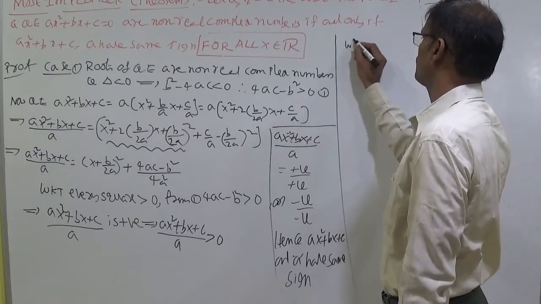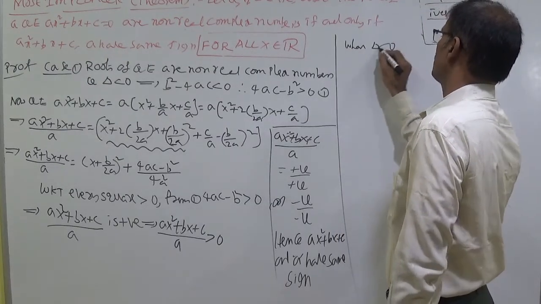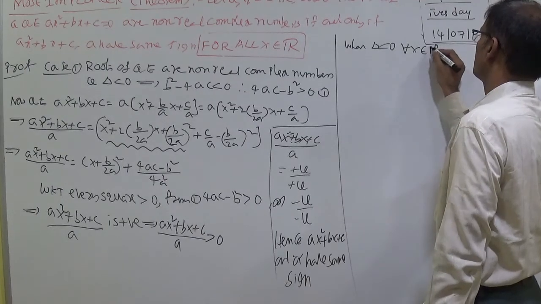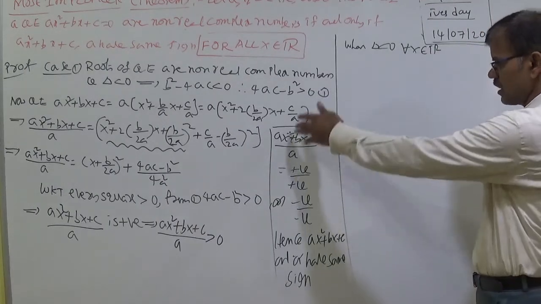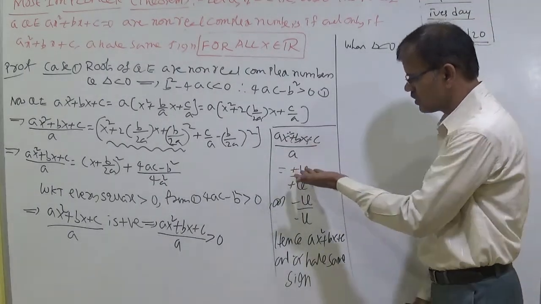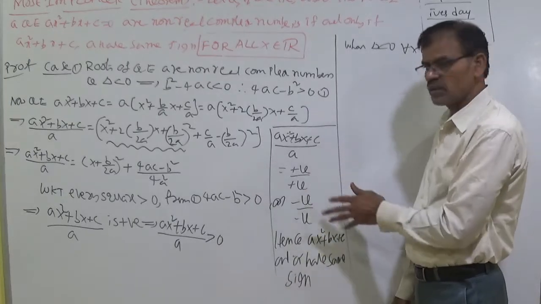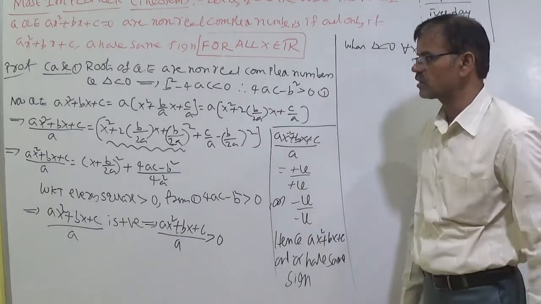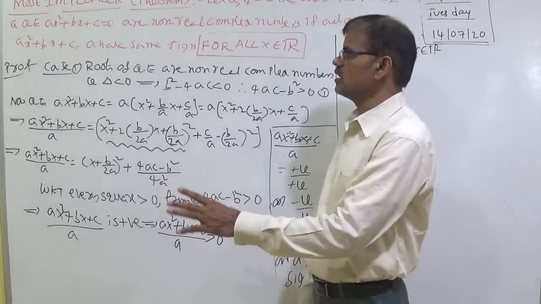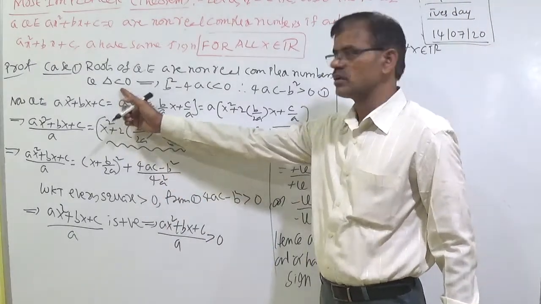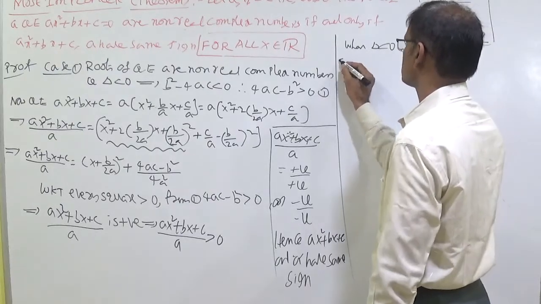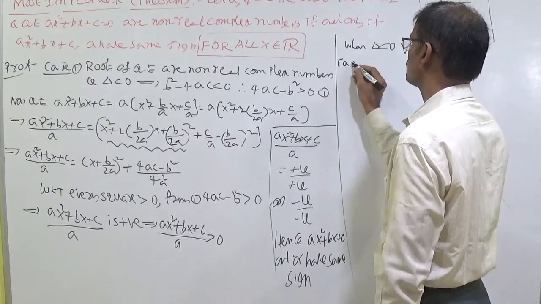Here, the meaning is when delta less than 0 for all x belongs to R. Because delta is less than 0 for all x belongs to R, there is no question of any other real value. 100% it is positive or negative, we got. Therefore, it is true for every real number. That meaning is whenever delta less than 0 for all x belongs to R, this is true. Now, let us discuss case 2.